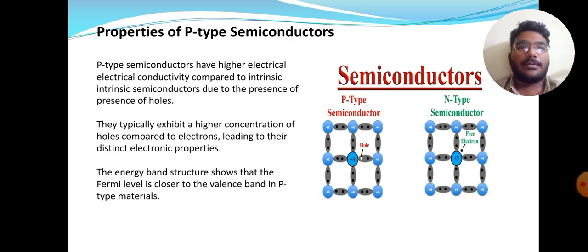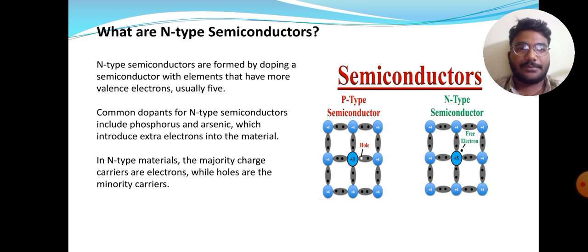Properties of p-type semiconductors: p-type semiconductors have higher electrical conductivity compared to intrinsic semiconductors due to the presence of holes. They typically exhibit a higher concentration of holes compared to electrons, leading to their distinct electronic properties. The energy band structure shows the Fermi level is closer to the valence band in p-type materials.